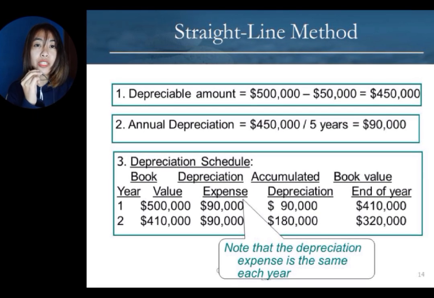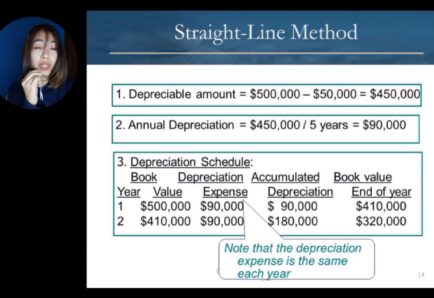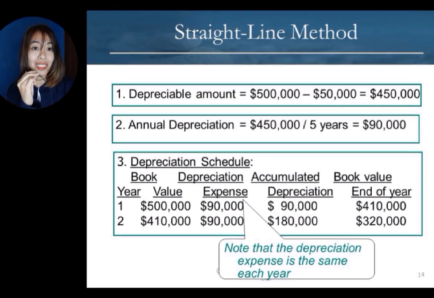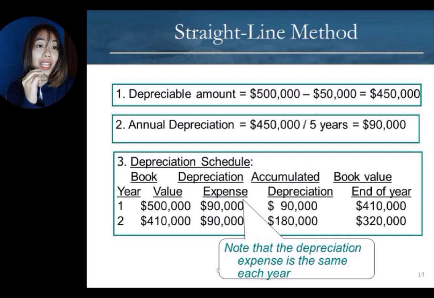On the other hand, in order to obtain the book value, we just have to subtract the depreciation expense from the preceding cost of the asset. From 500,000, we will subtract 90,000 in order to get 410,000 book value. And that's how a straight line method can be used.